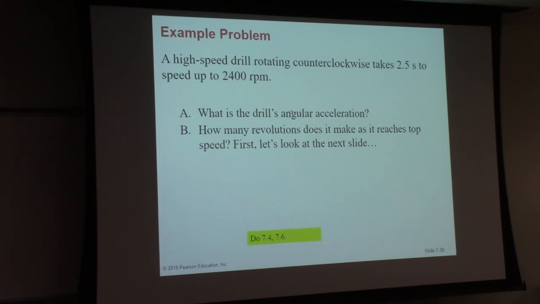Okay, so let's look at this. A high-speed drill rotating counterclockwise, so that's the positive direction, takes 2.5 seconds to speed up to 2,400 RPMs. What is the drill's angular acceleration? And how many revolutions does it take to reach that speed? For part B, we'll have to look at the next slide first. But we can do part A to begin with.